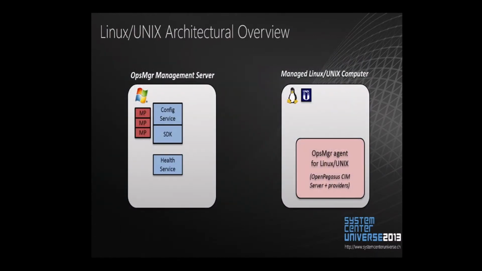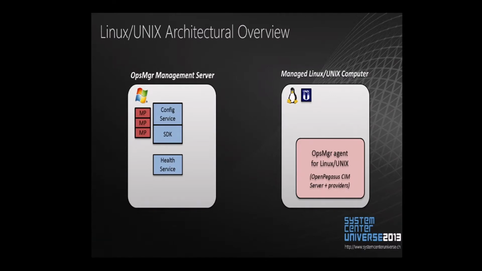So looking at the Linux Unix architecture overview, on the left-hand side you'd have an Operations Manager management server we all know and love. We have the 3 services there: config service, SDK, health service, or whatever it's called today, monitoring agent, etc. We've had 5 iterations, I guess, of that name. We have the management packs lighting up the several things we need to discover, need to monitor. And on the right-hand side, we have a Unix or Linux computer with an Operations Manager agent.